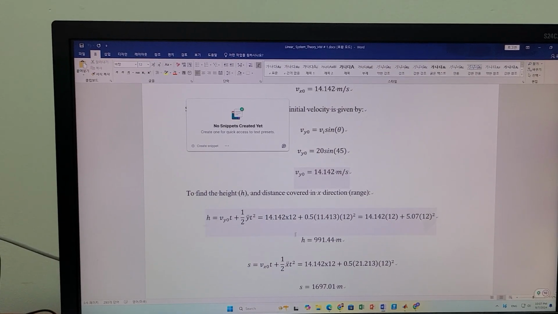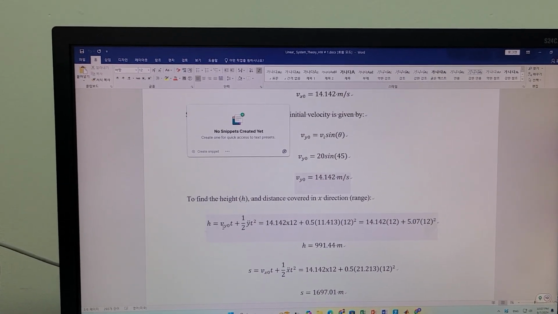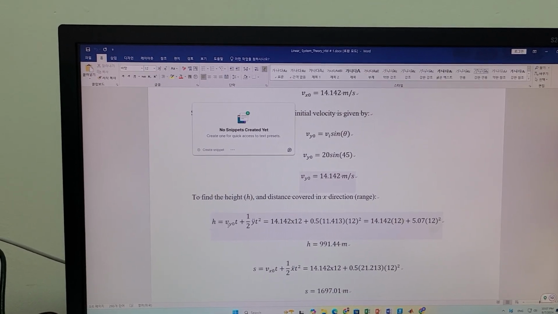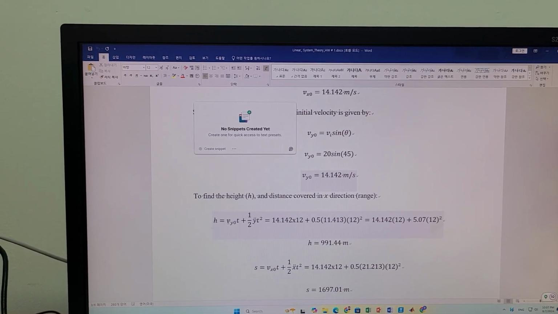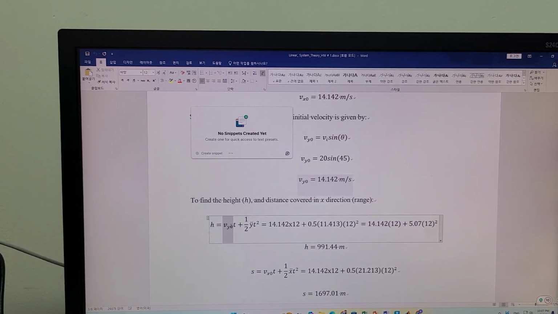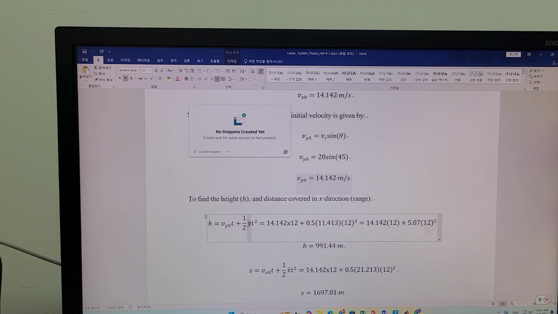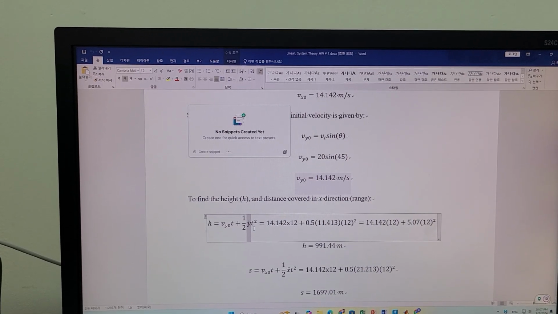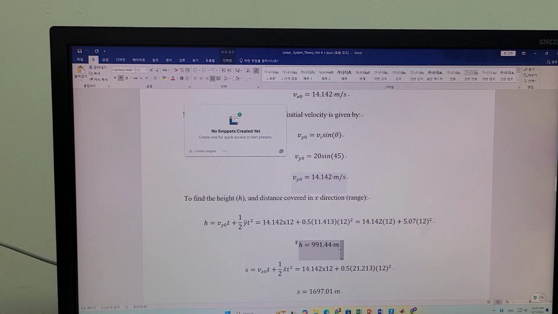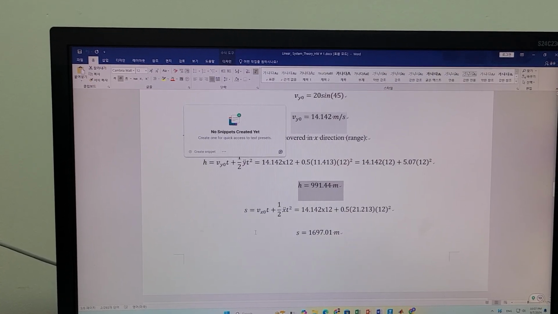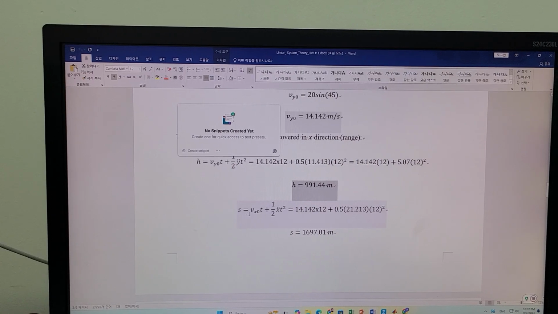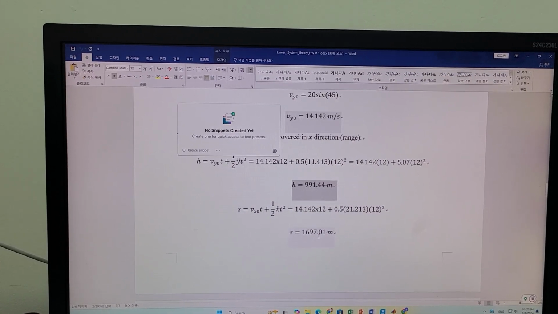The height attained by the rocket is given by Newton's law, which is generically equal to v_i t plus half a t squared. Here v_i is the vertical component of the initial velocity, and a is the vertical component of the acceleration. The height attained is equal to 991.44 by calculating. Similarly, the range, the distance covered by this rocket, is equal to 1697 meters.